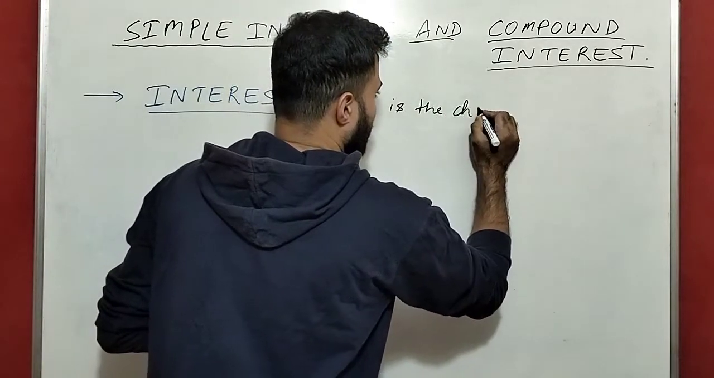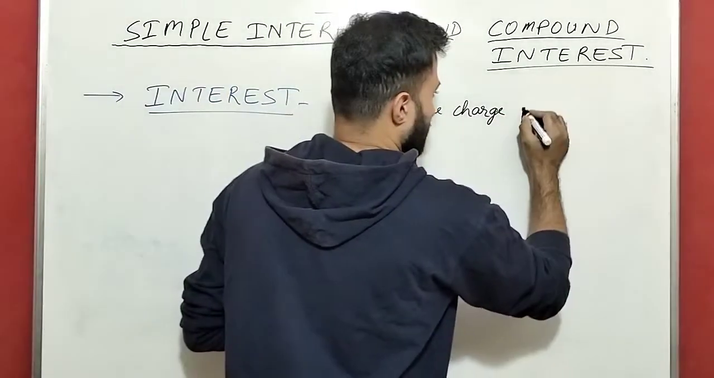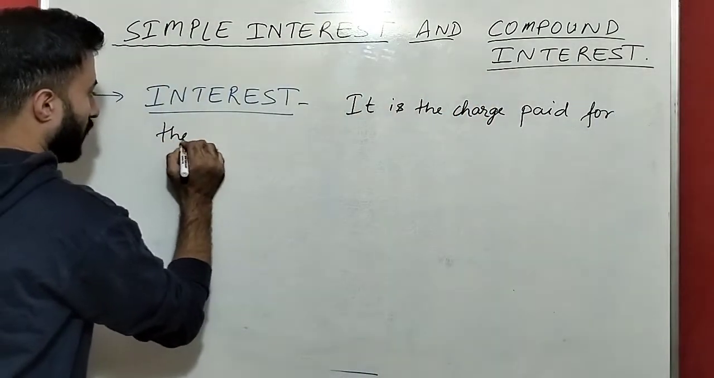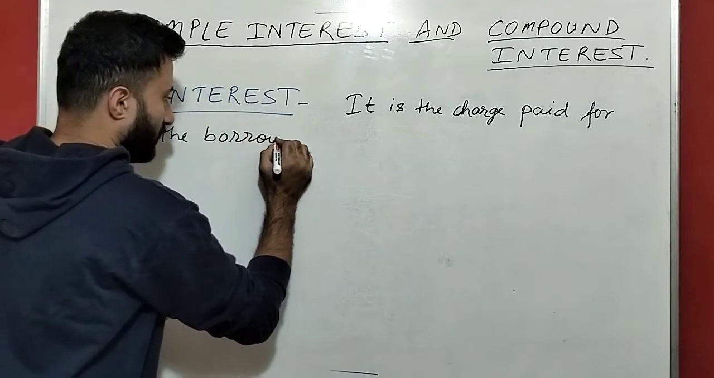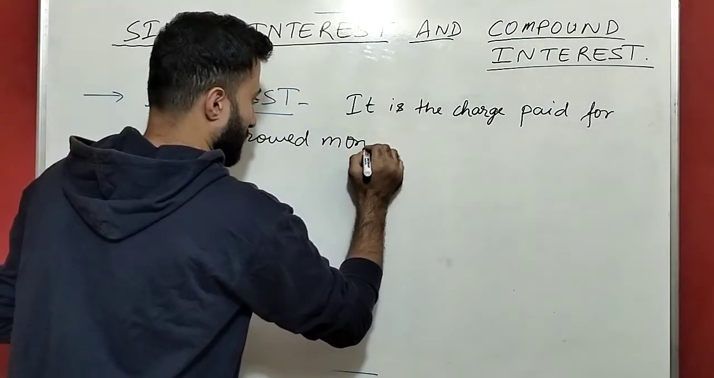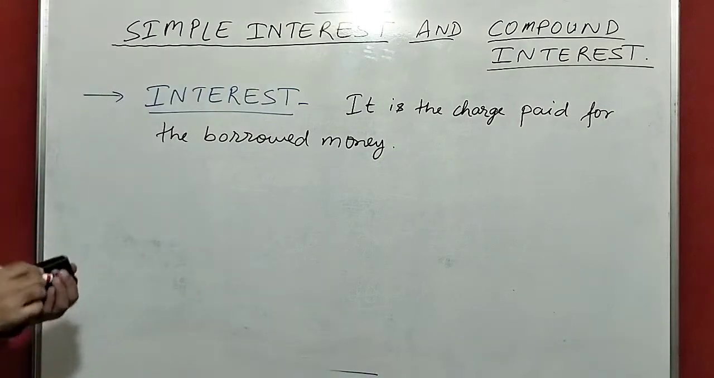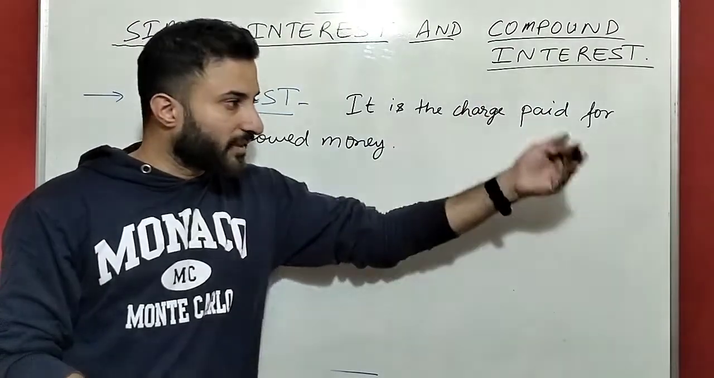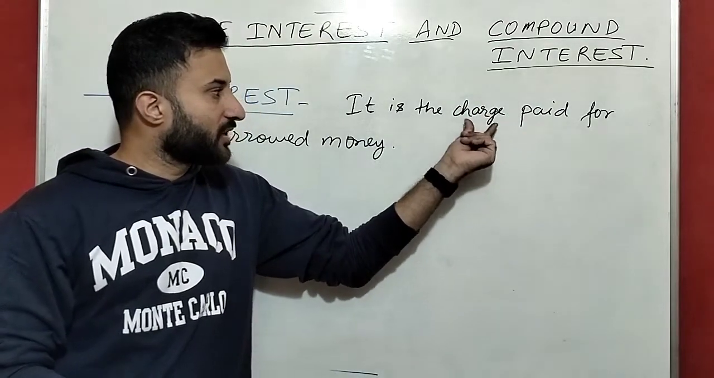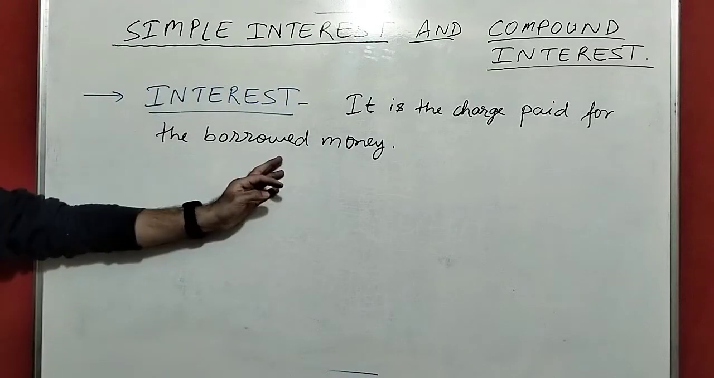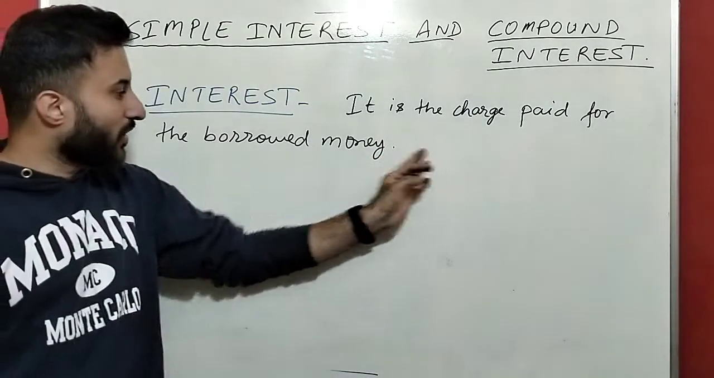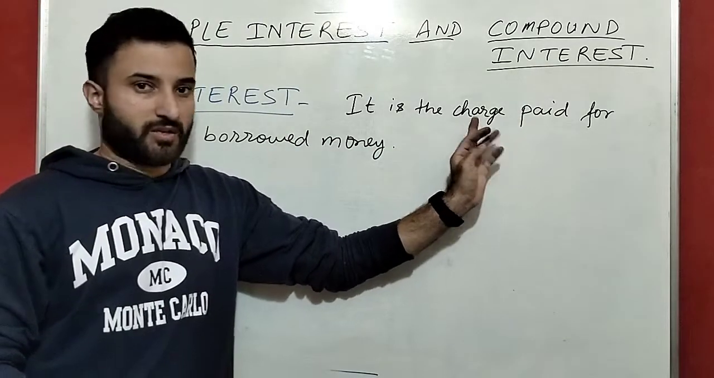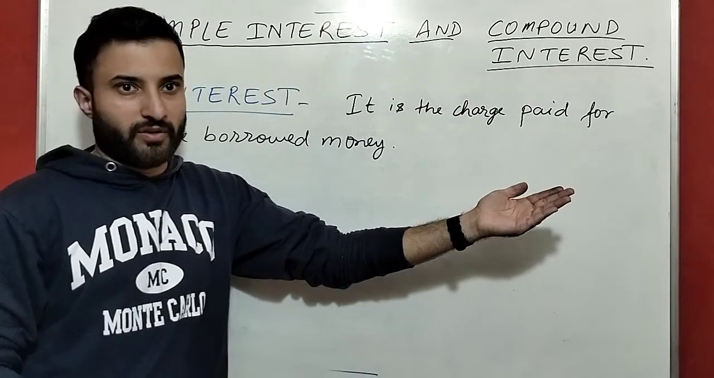It is the charge paid for the borrowed money. It means you have to pay the charge, the extra amount. Charge paid for the borrowed money means the money that you have borrowed, for that you have to pay the charge. It means you have to give an extra amount of money.